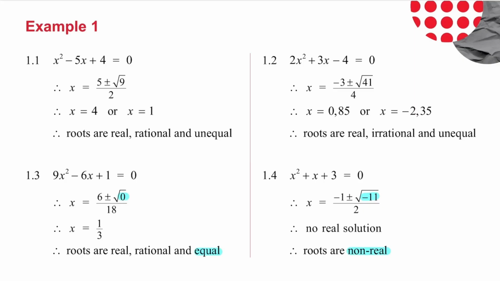In 1.2, I got the square root of 41. I needed a calculator to work that out, which told me that my roots were irrational. And in 1.1, I got the square root of 9, which meant I could get my answer without a calculator, and that's what told me my roots were rational. So in each case, what was under the square root sign is telling me the kinds of answers I'm getting and how many I'm getting.